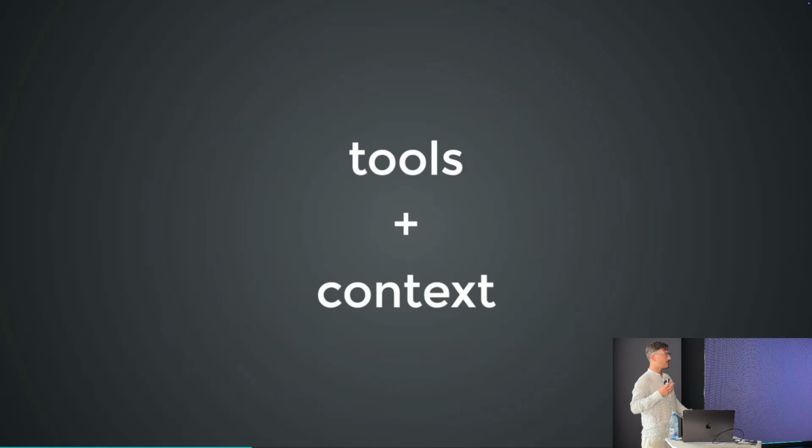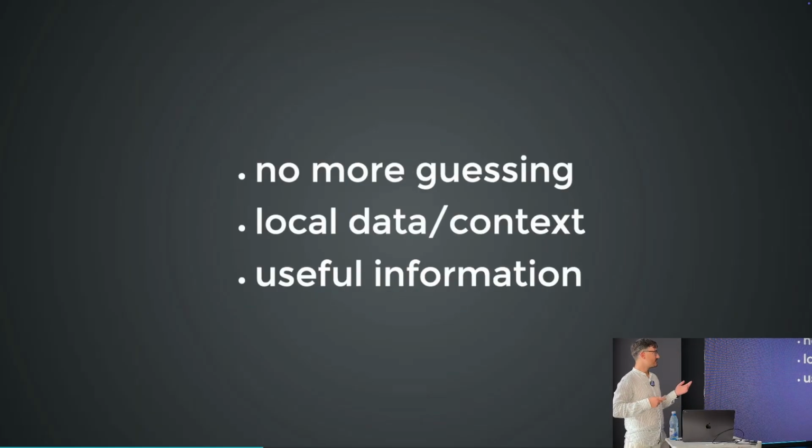And it also has the context. It has all the information that I have. It knows where I am in the app, information about my user, whatever I've added to the timeline so far. And some of these things are also possible for the other tools, but not in an easy way and not in a more deterministic way of doing this. So in this case, it's not guessing anything. It has all that local data and context and all the useful information.